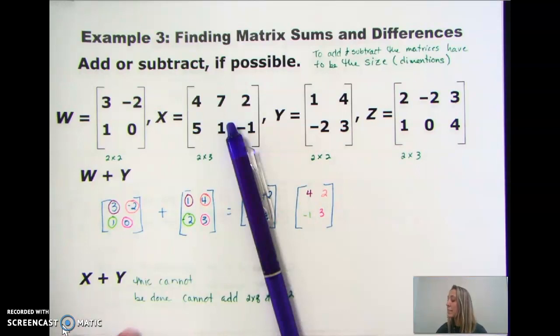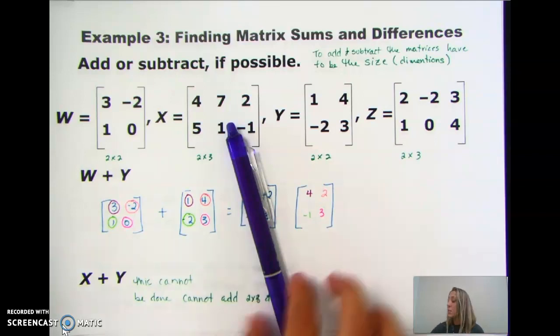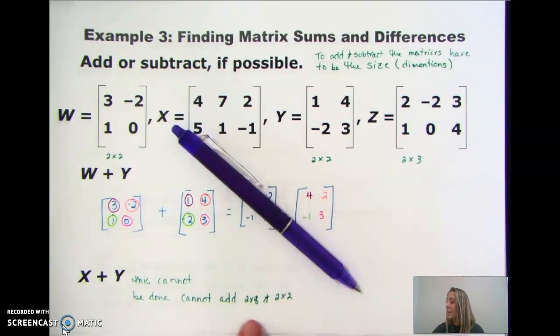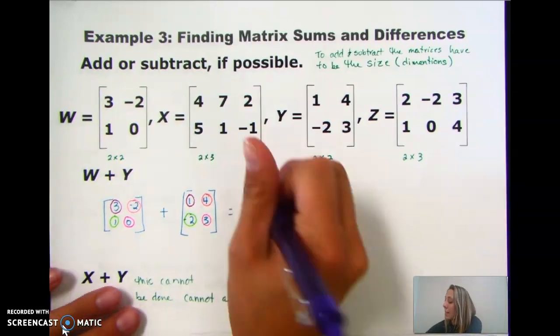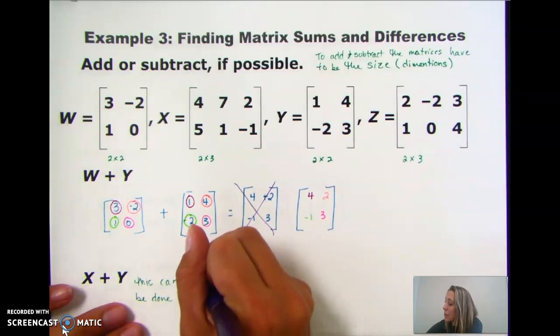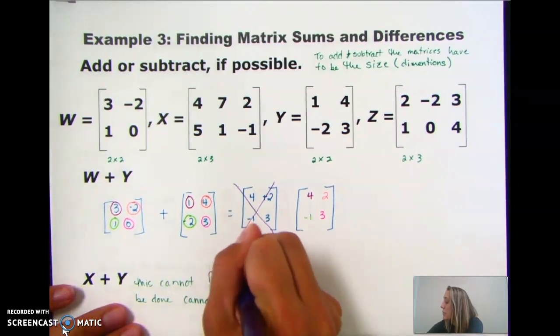To do X and Y, this is not possible. This cannot be done because you cannot add a 2 by 3 and a 2 by 2. So something on the test I would write not possible.